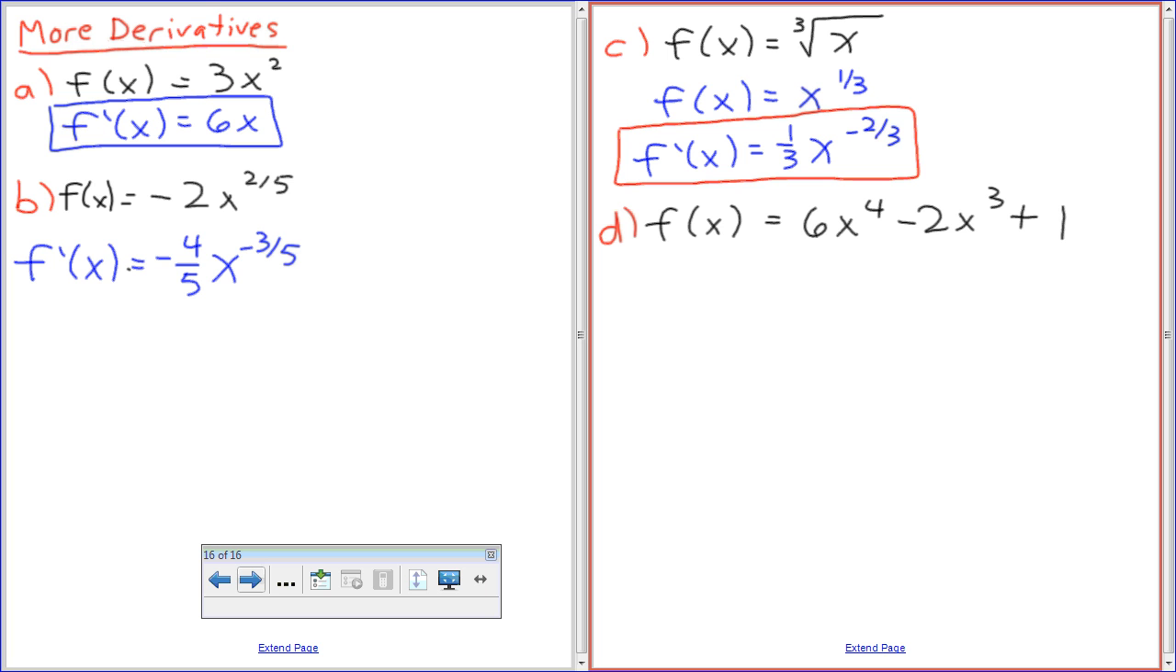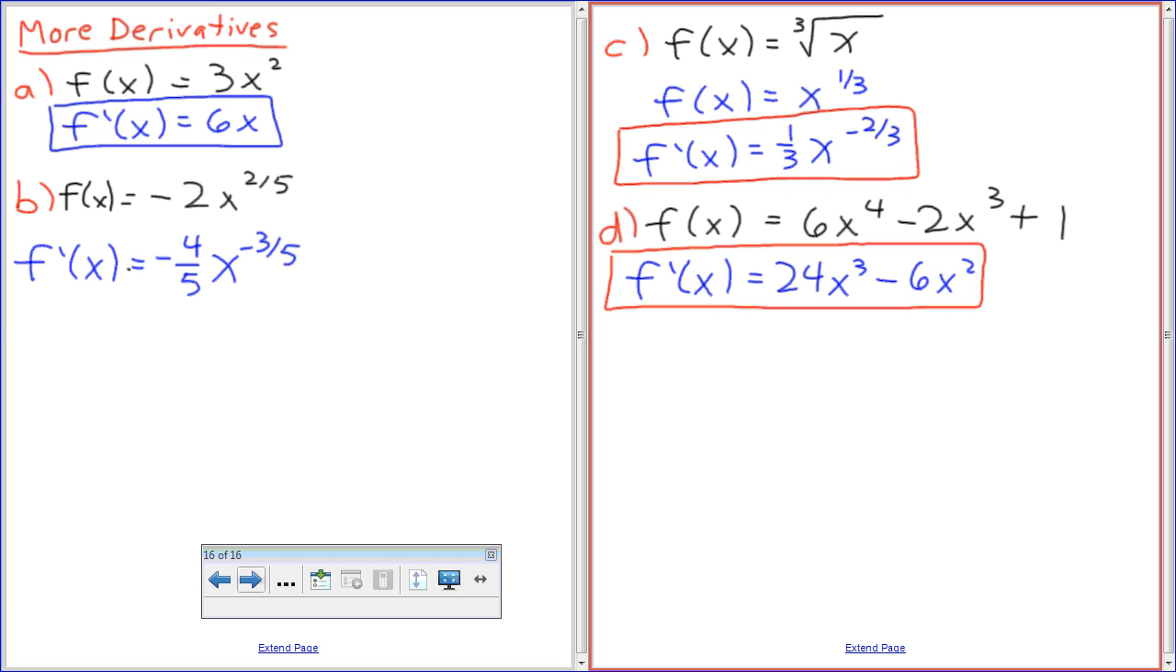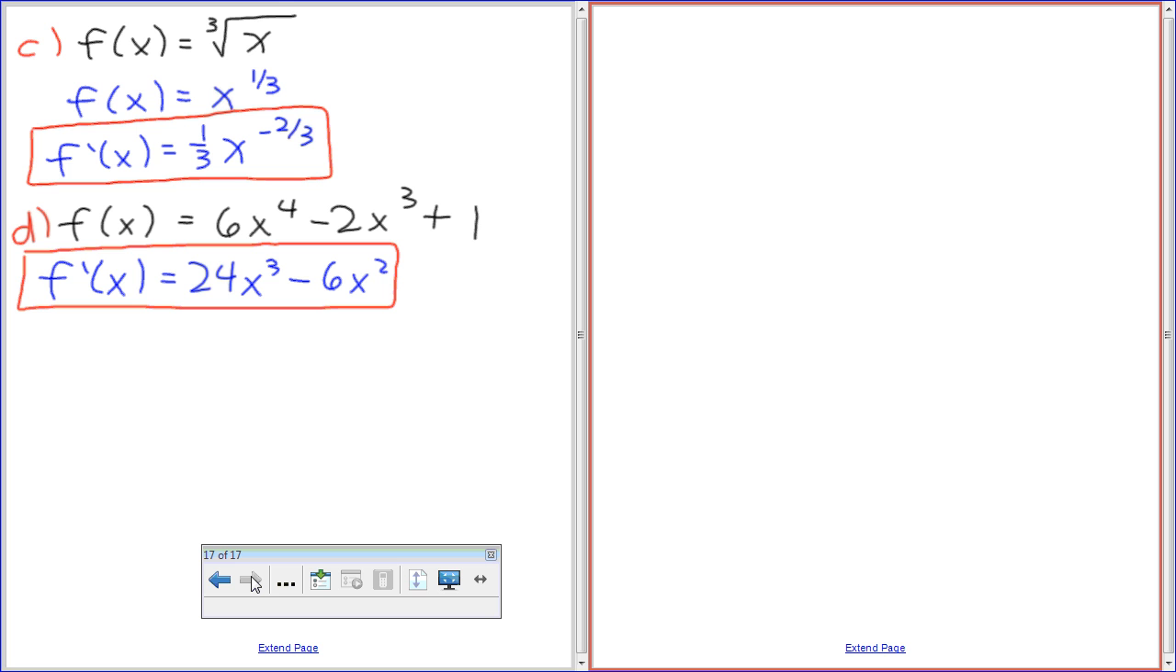It just evaporates. Zero, for any number, that's just changed to zero. All right, are you ready, Nathan? Okay, go ahead. Is it 24x cubed minus 6x squared? Does the one evaporate? Yes. Right on. Aren't you guys amazed? Your mind should really be happy.